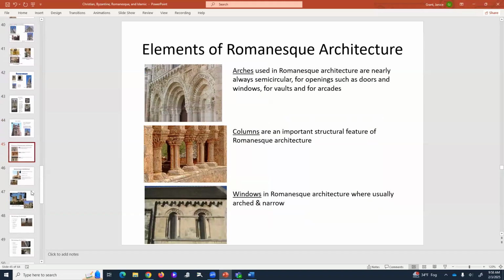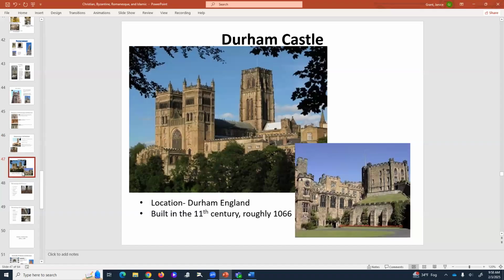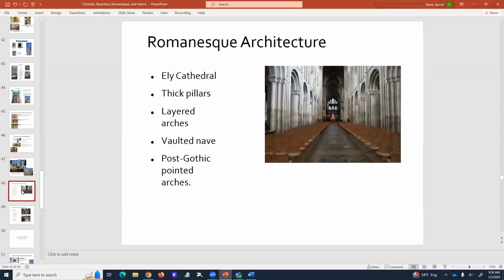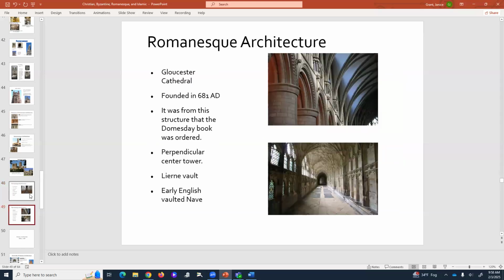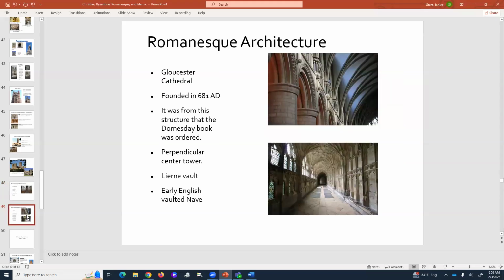I want to go forward a little so that we can get back to the sketching, so that you guys can start the sketches, just looking at different examples of it. This is another great example of Romanesque. So here is a list of these thick pillars, layered arches, vaulted nave, pre-Gothic pointed arches. So it's not Gothic yet. It's getting there and perfecting it.